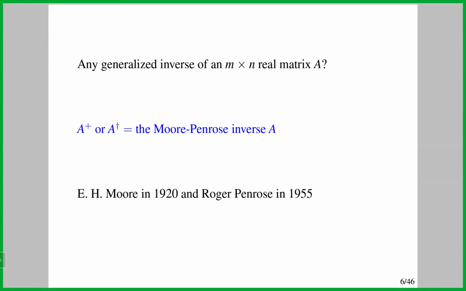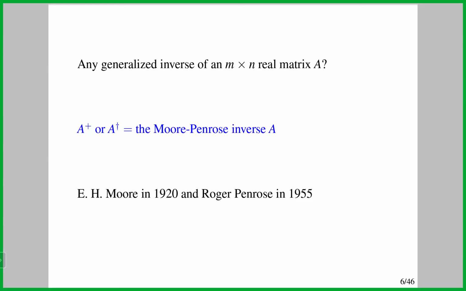It was done a long time ago, actually. In the 1920s, E.H. Moore first introduced it, and E.H. Moore is my great, great, great, great mathematical grandfather. It was also done independently in 1955 by Roger Penrose, who was a student back then, and he came up with the same idea. If you remember, Roger Penrose got a Nobel Prize 4 years ago. That's why it's called the Moore-Penrose inverse.